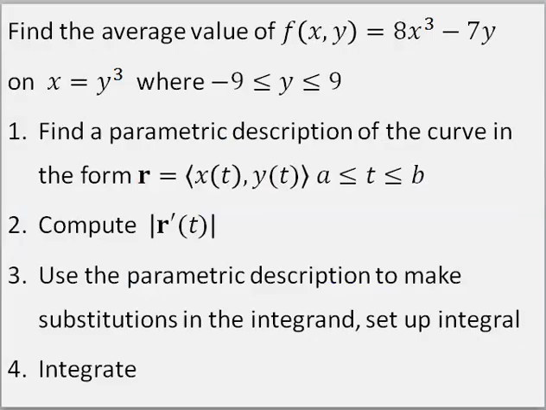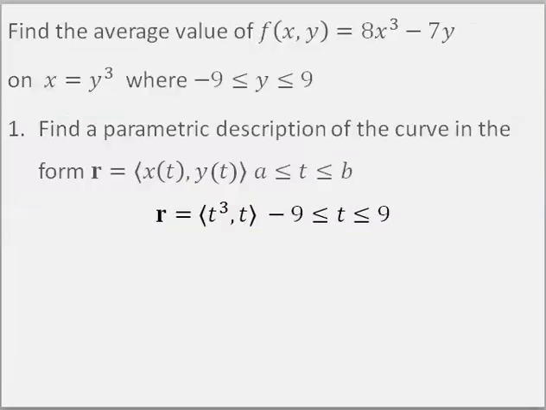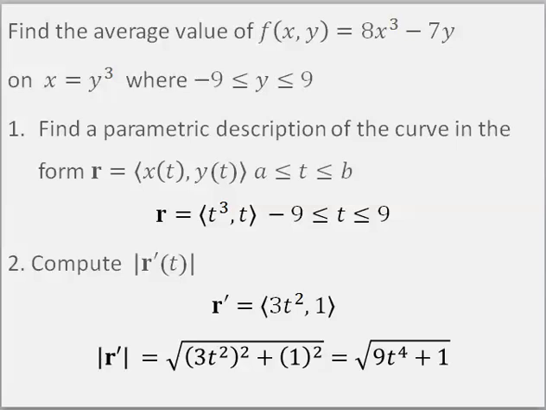Find the average value of f on the cubic x equals y to the 3, with y going between -9 and 9. First, find a parametric description of the curve. Here is a parametric description of the cubic. And now compute r prime. R prime is 3t squared, 1, and then the magnitude of r prime can be found using the Pythagorean theorem.